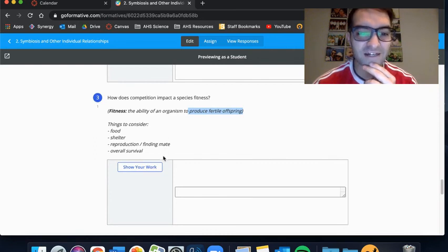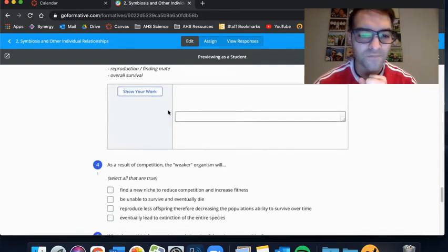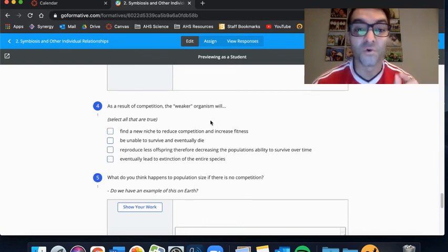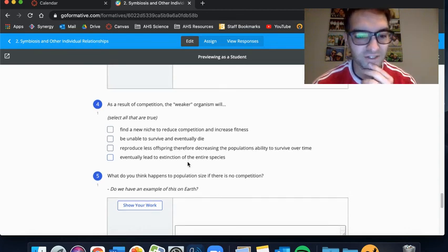So here are some of the factors. Again, going back to competition. All right, then select all that are true. You can select all or just a couple of them, all that are true. As a result of competition, the weaker organism will, and then again, you can read these.